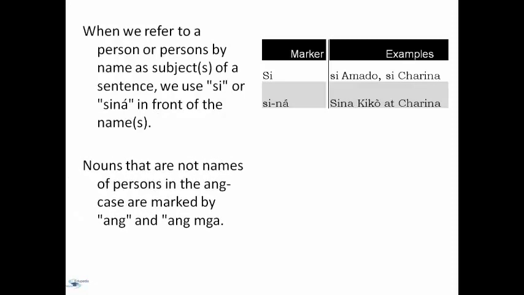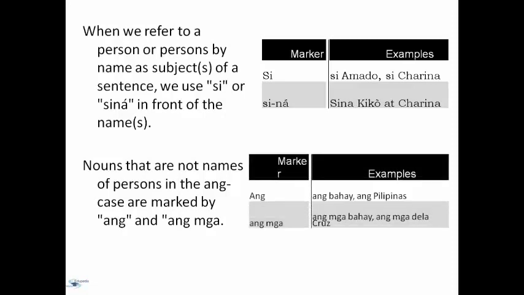Nouns that are not names of persons in the ang case are marked by ang and ang mga. Ang is used for singular. For example, we have ang bahay, ang Pilipinas. Ang mga is for plural. So we have ang mga bahay, ang mga Dela Cruz.